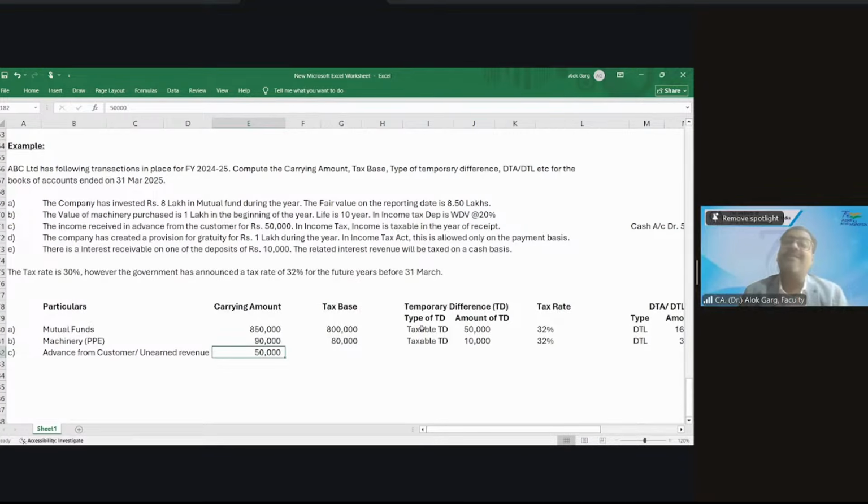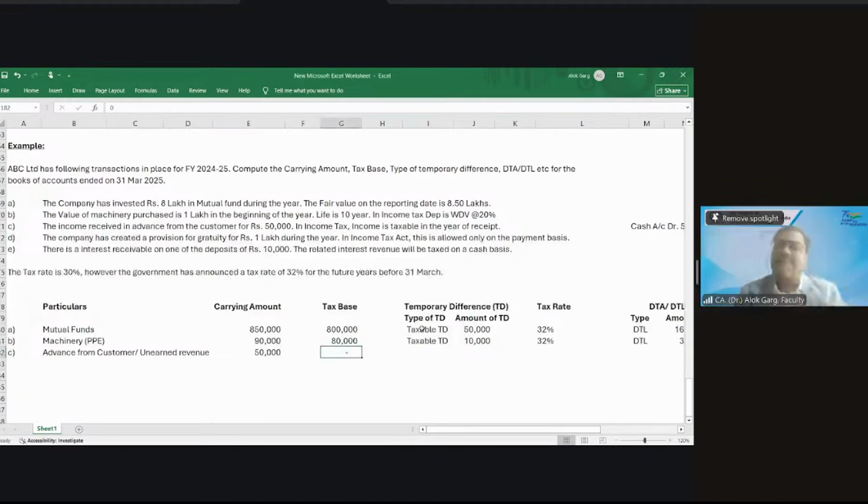So in income tax, what is income tax treating this as? Income tax is treating this as an income in the year of receipt only. So in the income tax balance sheet, will this advance from customer or unearned revenue come? The answer is no. So what will be your tax base? Your tax base will be 0. Your tax base will be 0, right?